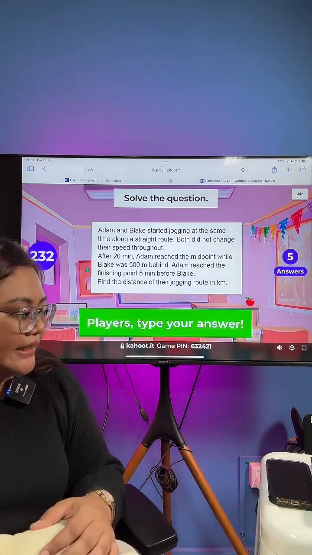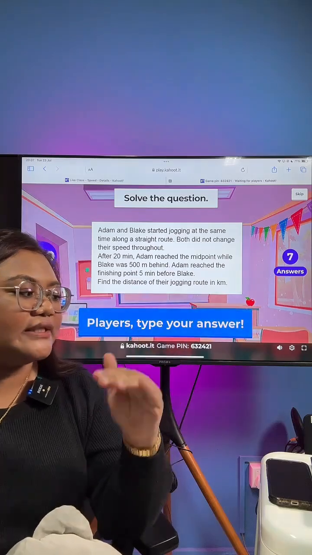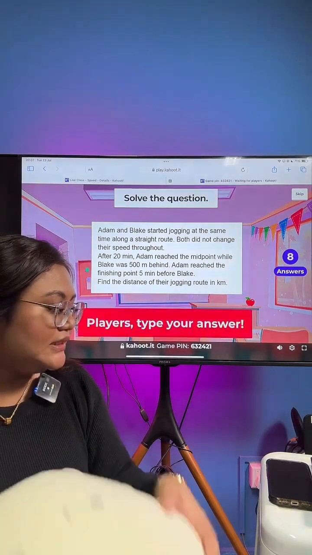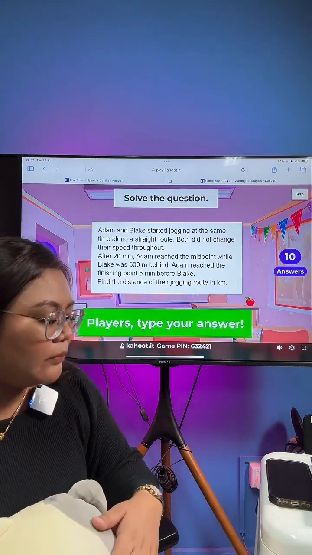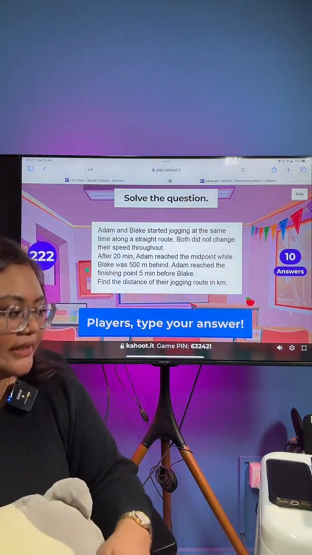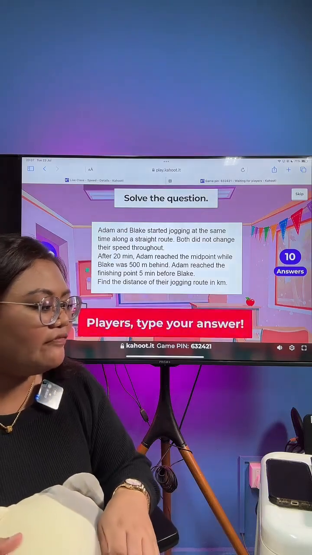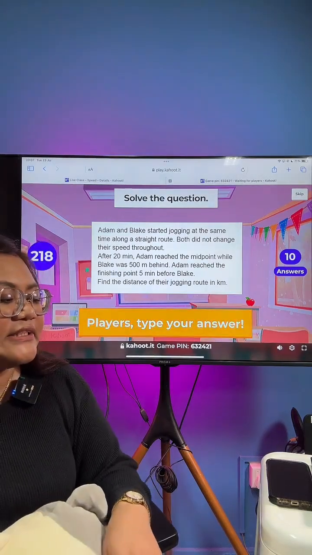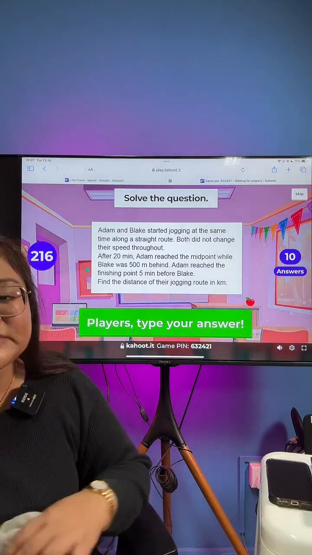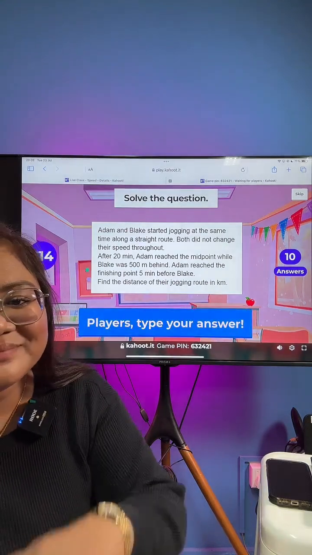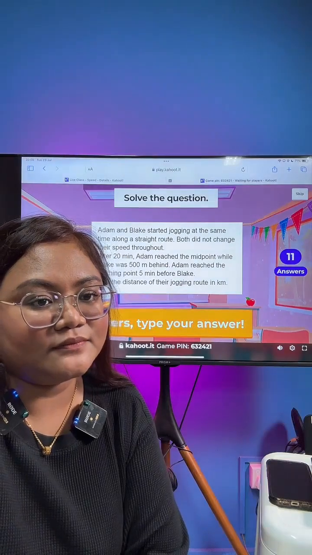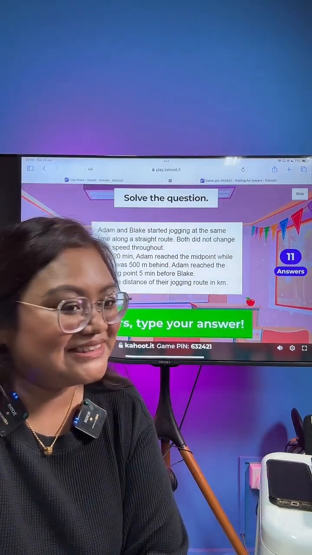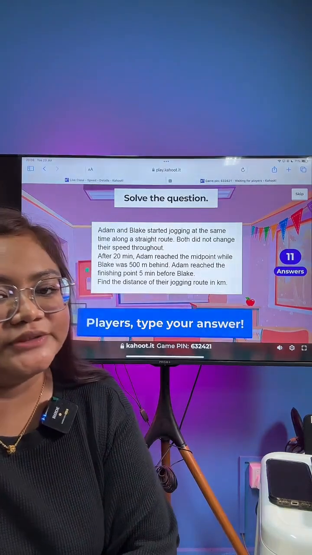We have Adam and Blake. They started jogging at the same time along a straight route. They did not change their speed. After 20 minutes, Adam reached the midpoint. Blake was 500 meters behind. Adam reached the finishing point 5 minutes before Blake. Find the distance of their jogging route in kilometers. So, how do we do that? How do we do this question?